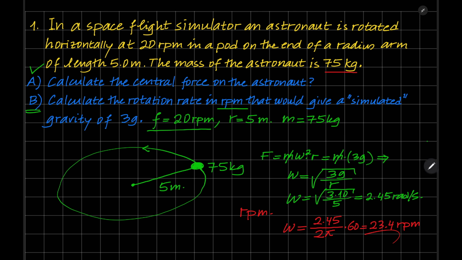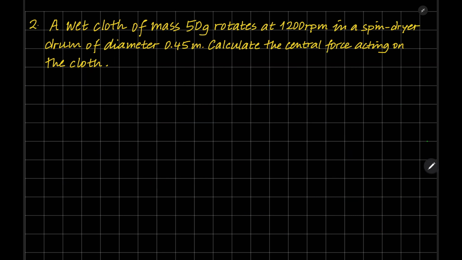Now let's go to the next question. Question 2. A wet cloth of mass 50 grams rotates at 1200 revolutions per minute in a spin dryer drum of diameter 0.45 meter. Calculate the central force acting on the cloth.